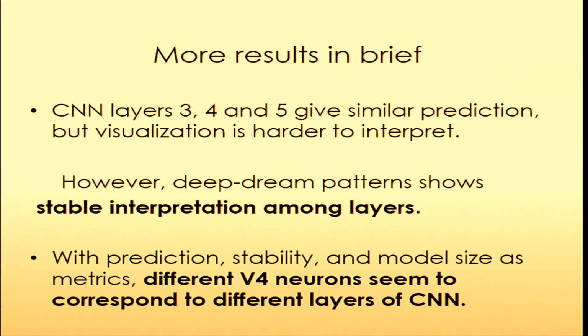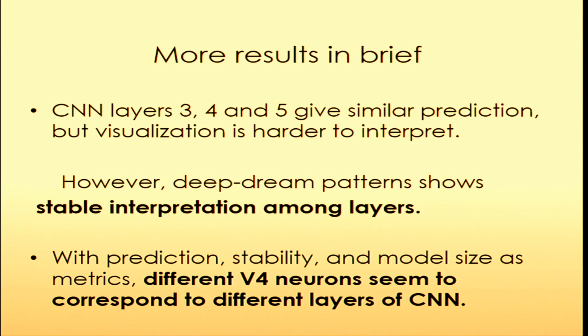And there are more results I won't show you here. I actually gave this talk at DeepMind in summer, and there were good questions, like how about other layers? Layers 3, 4, and 5 actually also give similar predictions. But they're much harder to interpret. We don't have this consistency of patterns. But for the things I show you, the layers seem to be consistent. But a lot of other things are not, which I'm not showing you.